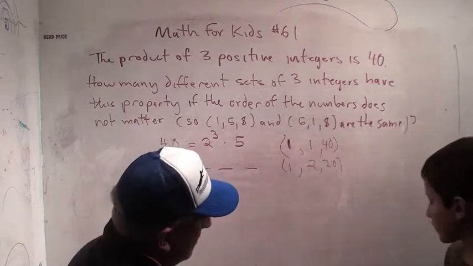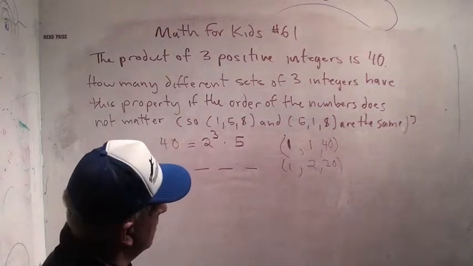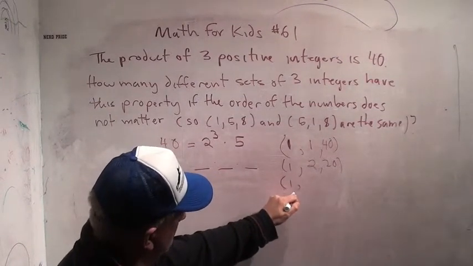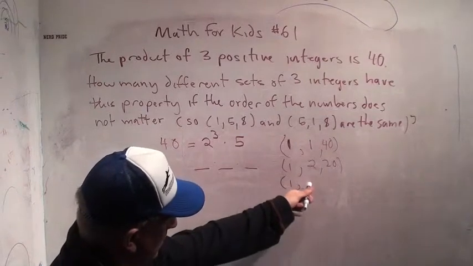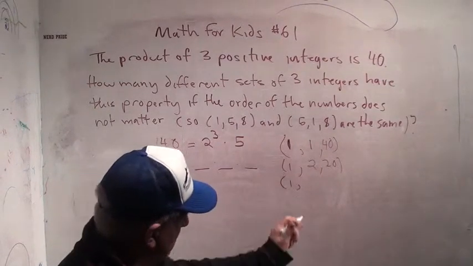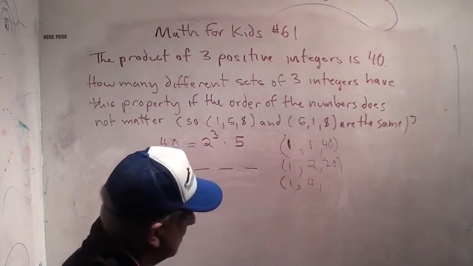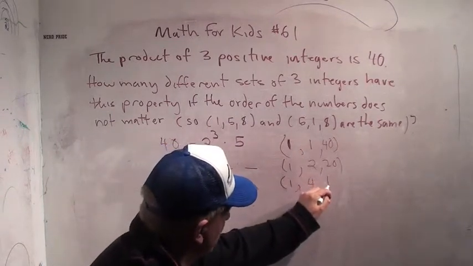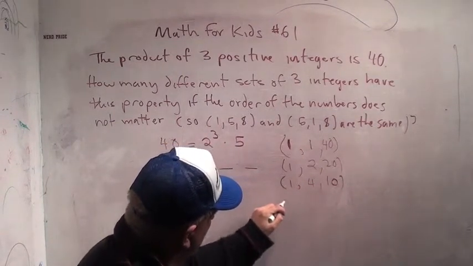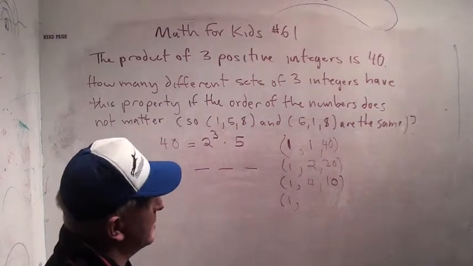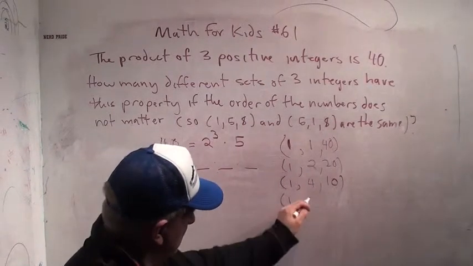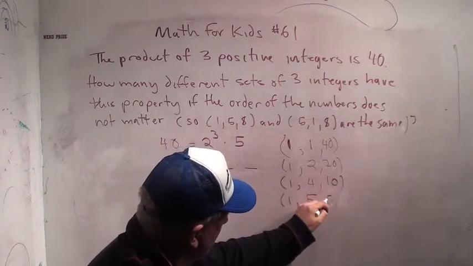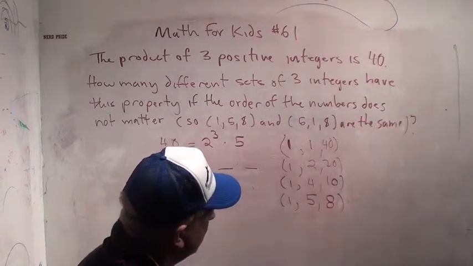What would be the next smallest one? Could we use a 3? No. 4. 4, okay. 1, 4, and 10. Awesome. What would be the next number we could use? 5, 8. 1, 5, and 8. Great job.